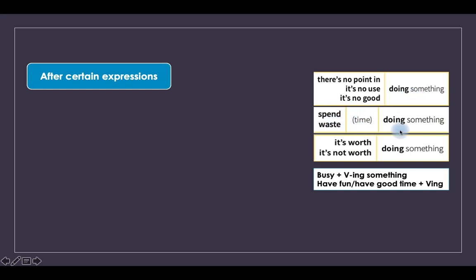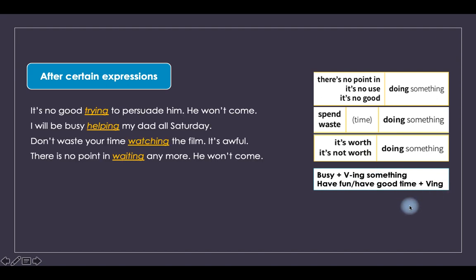Spend or waste time doing something. It's worth or not worth doing something. And we also say busy doing something, or have fun if you have a good time doing something. Look at the examples. It's no good trying to persuade him. He won't come. I will be busy helping my dad all Saturday. Don't waste your time watching the film. It's awful. There is no point in waiting anymore.